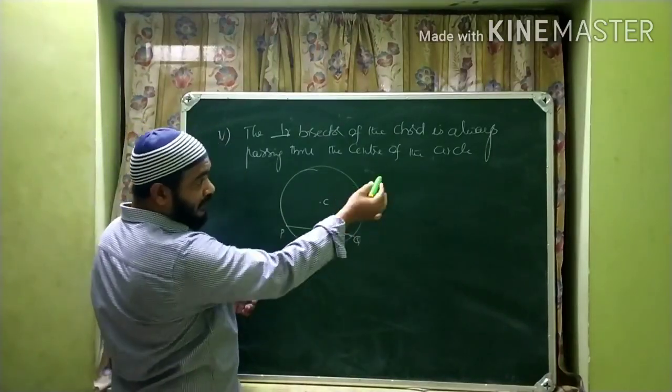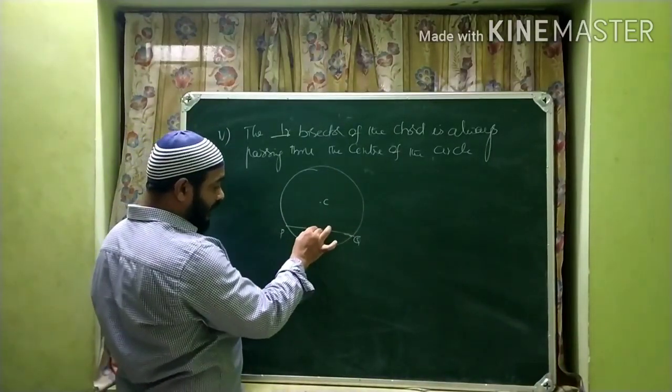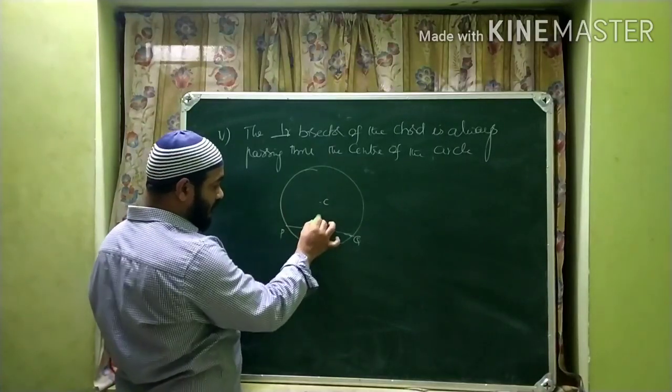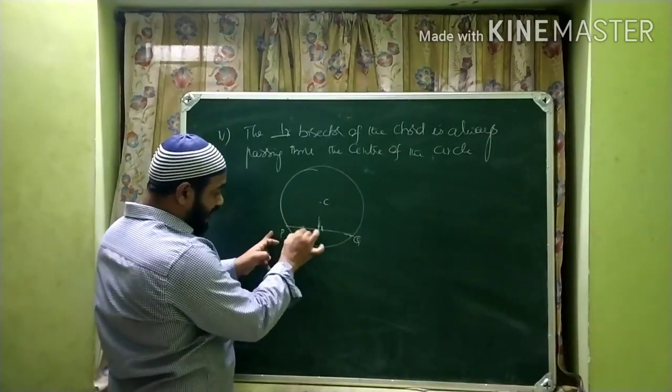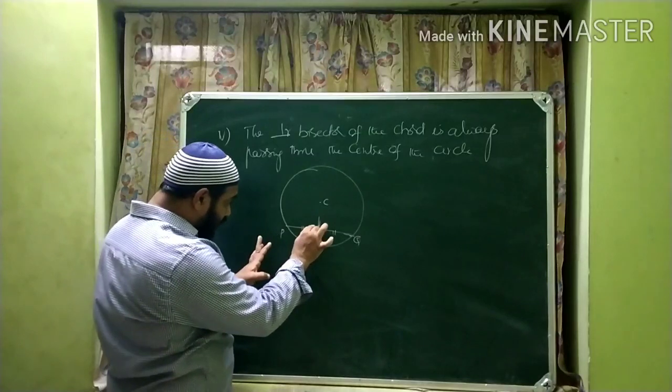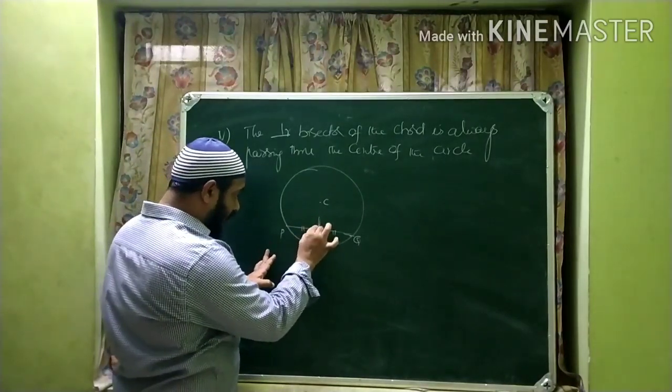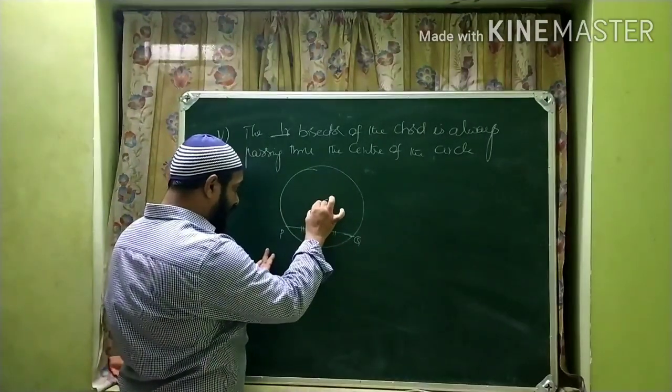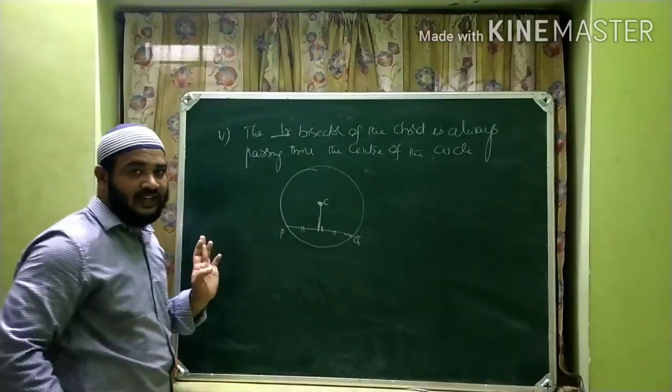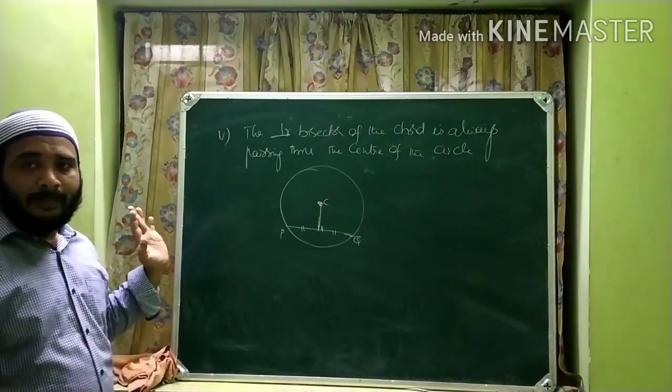So perpendicular bisector of the chord means what? It should be a perpendicular and it bisects as well. So this perpendicular bisector of this chord should be always passing through what? The center of the circle. So this all we have discussed before.